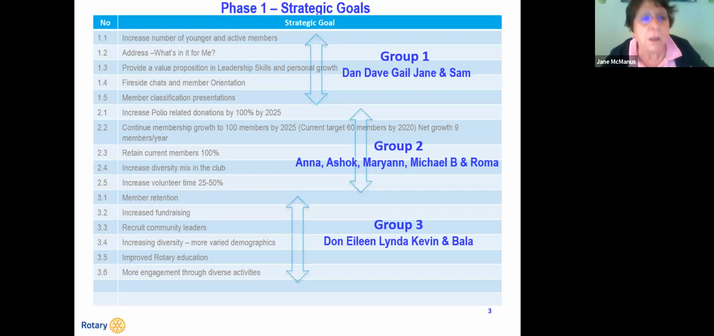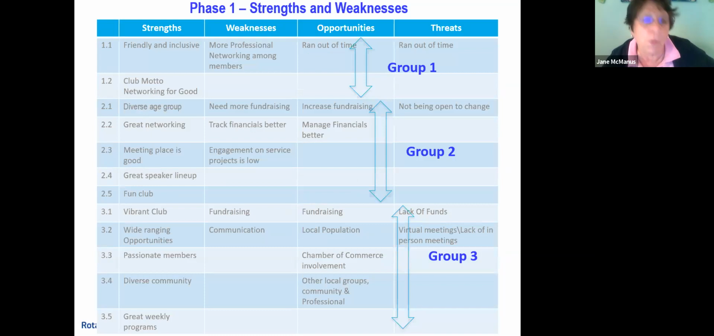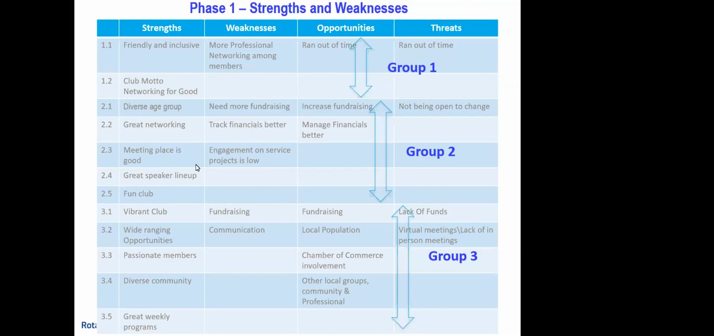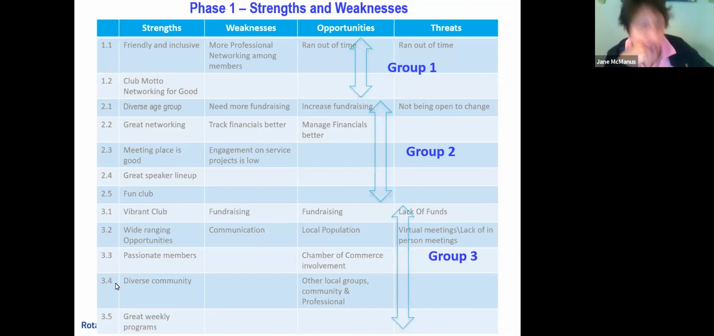Let's see. Then when we move to phase 2, develop a vision. What do we want our club to look like? And we talked about these strengths, weaknesses, characteristics, opportunities and challenges that we might have, or threats.